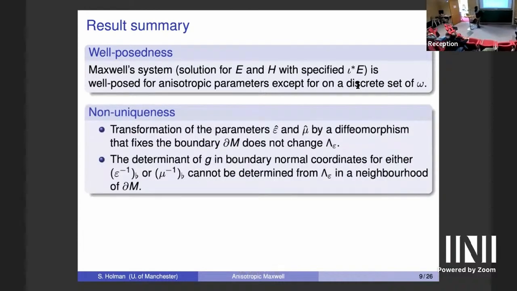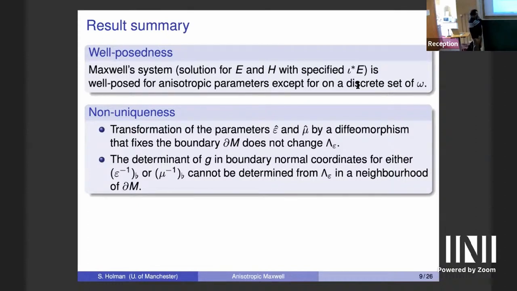That's the forward problem, if you will. At a frequency which is one of the resonant frequencies, the forward problem may not be solvable. Then there's some natural non-uniqueness, which occurs commonly in all geometric inverse problems, at least for the top one of these. There's a transformation, so there's a way that you can change the parameters and still have the same data. If we have a diffeomorphism, which simply means a smooth map from the set M to itself that fixes the boundary of M, then you can change the parameters by that diffeomorphism, and it still gives you the same boundary data.